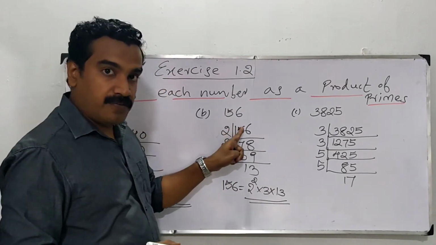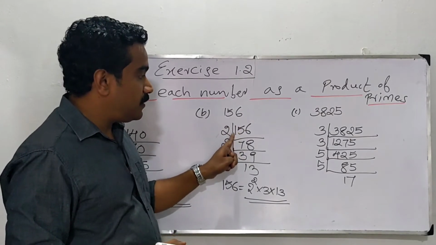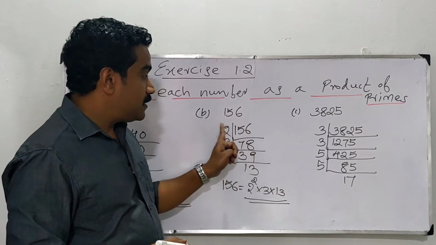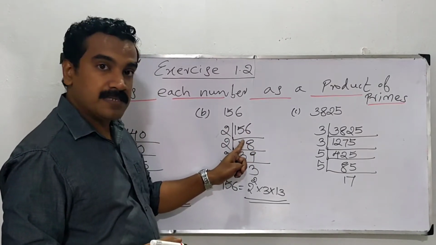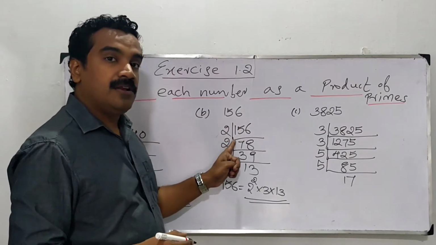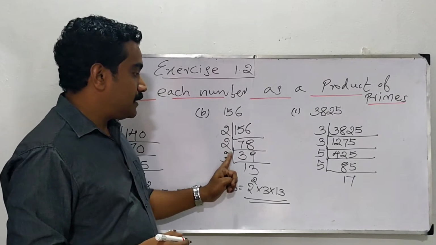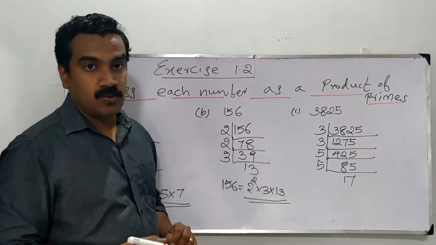Once again, 156 divided by 2. 2 in 156, 7, 2 14. 15 minus 14 is 1. 1 and 6 together you can say 16. Since 16, 2 in 8 times. Now here 78. Look, 78 plus 78 is 156. Then again you can divide 78 with 2. 39 you will get. Then with 3, 13 you will get. So 156 is 2 square into 3 into 13.